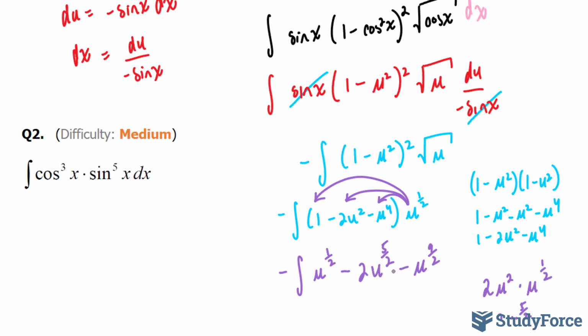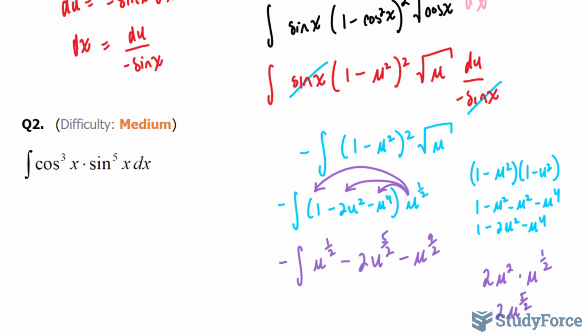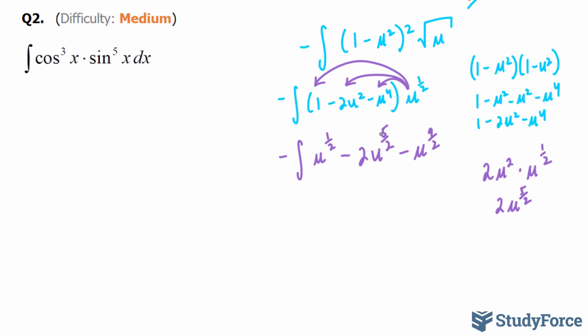Now I can finally integrate each of these three terms, and that's not easy either, because you have to add 1 to each of these exponents and then divide by that number. Adding 1 to half gives me 1.5, which is u to the power of 3 over 2 divided by 3 over 2, which is 2 and 3 as the denominator.